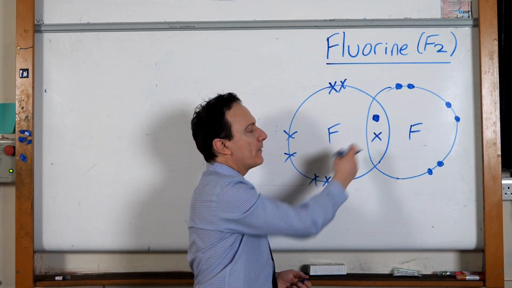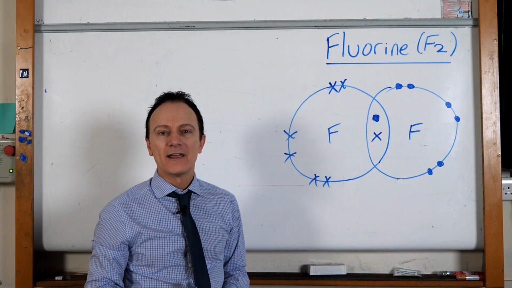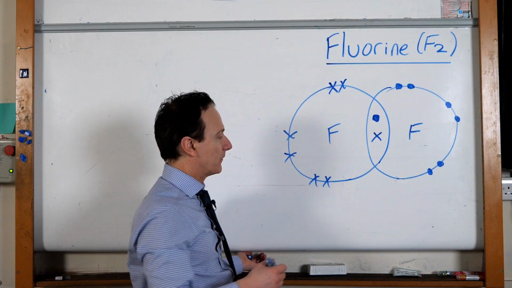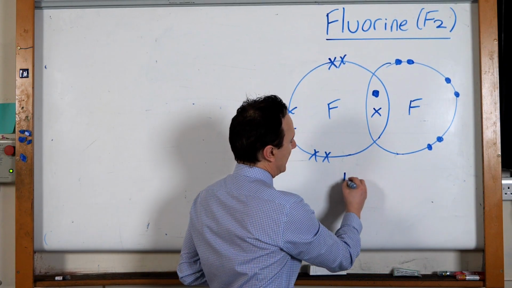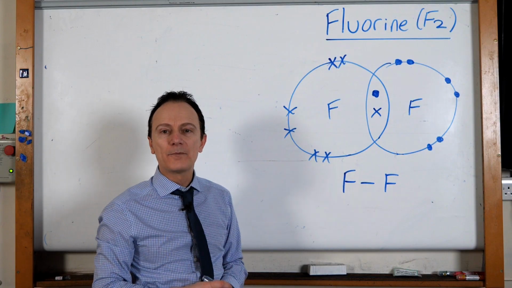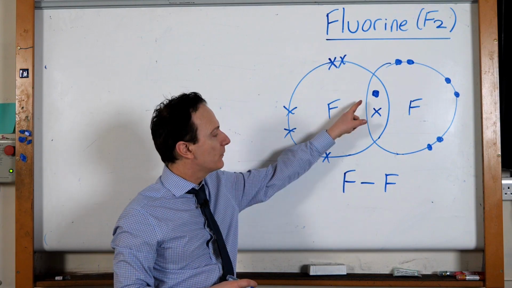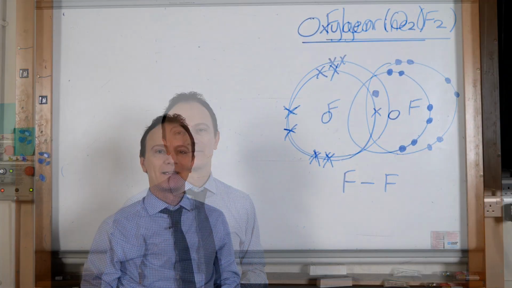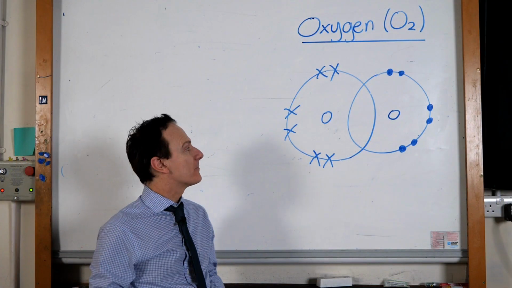And this is what we call a covalent bond. It's a pair of electrons being shared between 2 atoms. And the other way we could show it is with a stick. And that stick is a covalent bond that represents those 2 electrons being shared between these 2 atoms. Let's look at a slightly different example now.